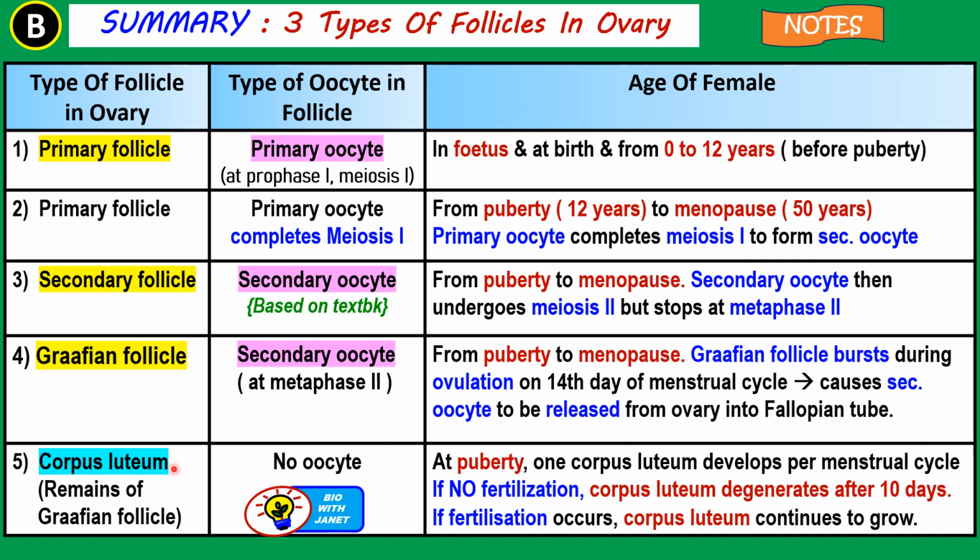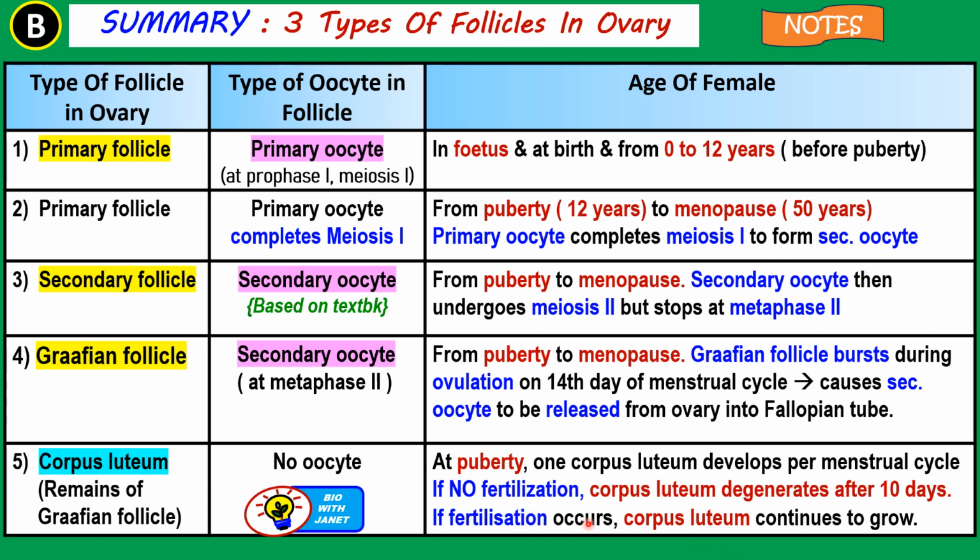Next, what is the corpus luteum? Corpus luteum are remains of the Graafian follicle. It doesn't contain any secondary oocyte, because the oocyte has been released into the fallopian tube, right? So at puberty, one corpus luteum will develop per menstrual cycle, and if there's no fertilization, the corpus luteum at first grows bigger, but after a few days it degenerates, right? Then it will break down after about 10 days.